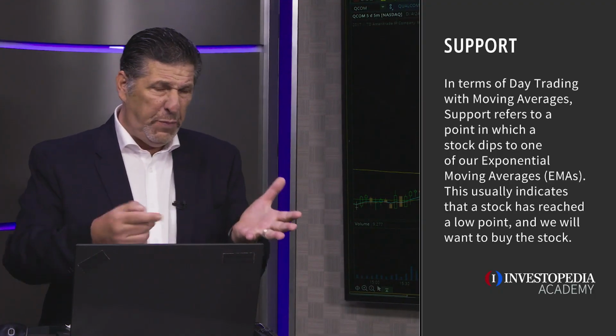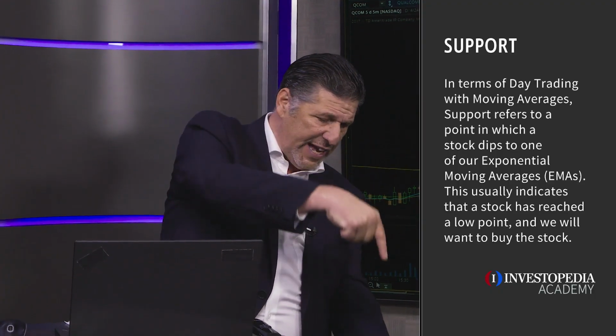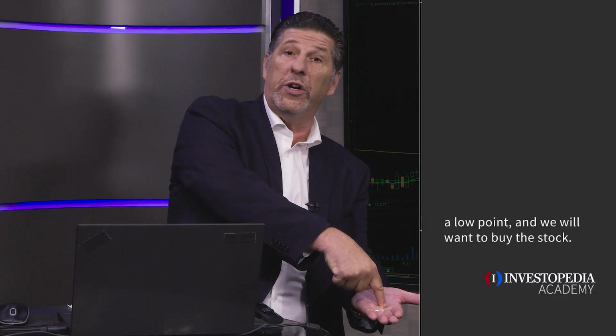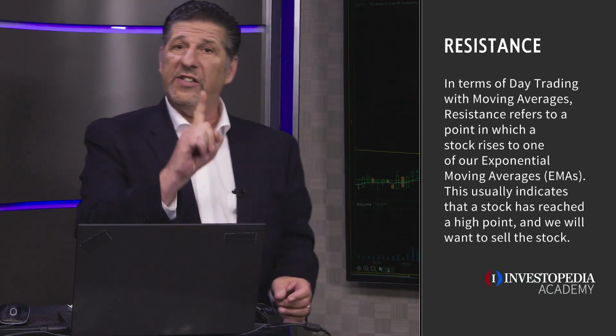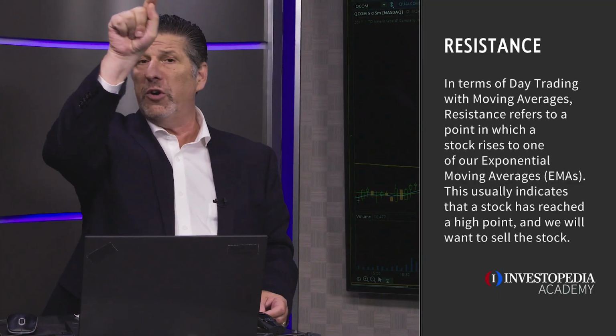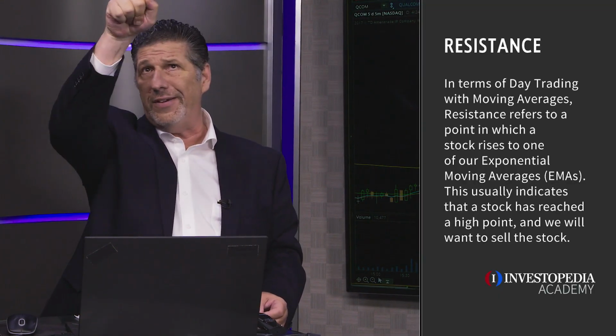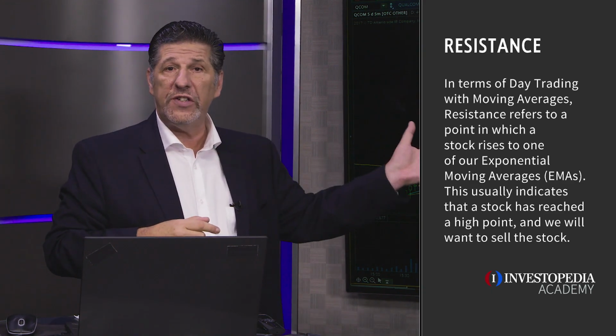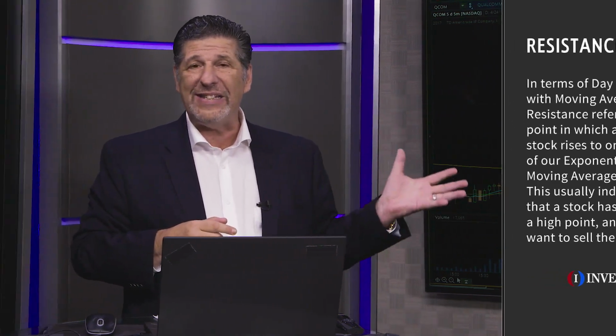So very simply put, a stock is going down, down, down, down, down. It hits a point, it stops going down, we have found support, we want to buy. Stock is going up, up, up. It hits a point where it stops going up, it starts going down, we have found resistance. So our moving averages show us support and resistance where we may buy and may sell stocks.